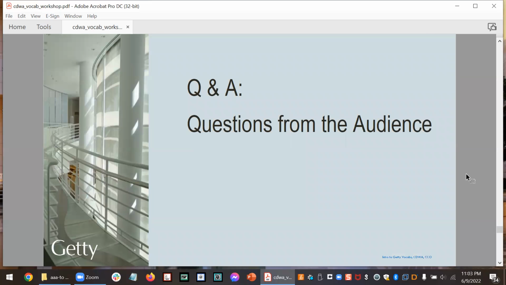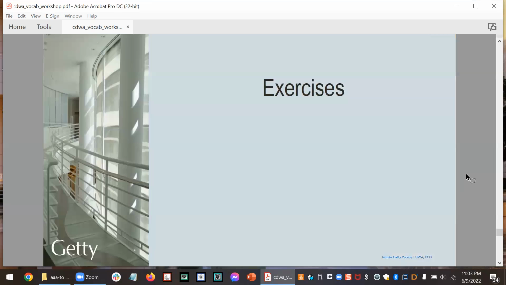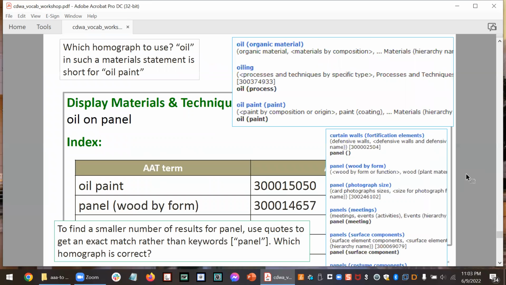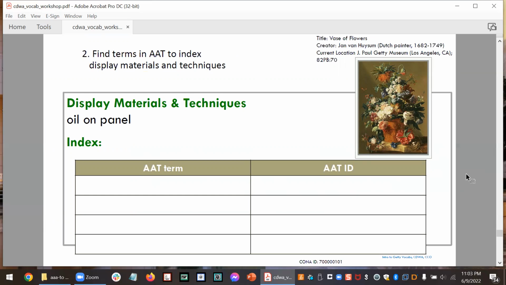So thank you. That's the end of the presentation, and I'll leave time now for questions from the audience. But before that, let me just point out there are these additional exercises at the end that you might find useful. So there's an image and some information, and then you might want to look for the terms to learn how to become more familiar with the Getty vocabularies.